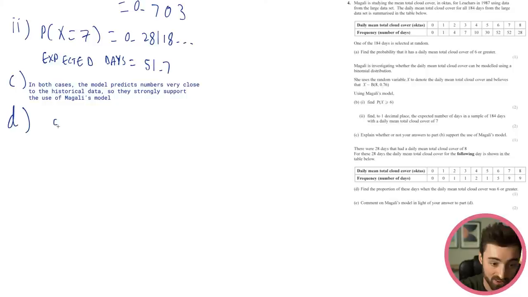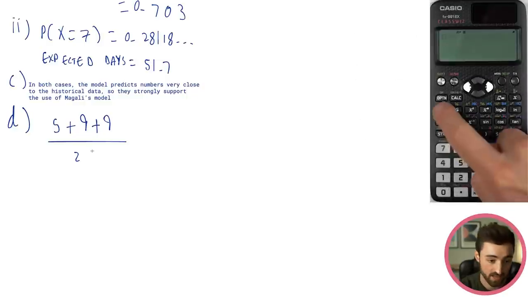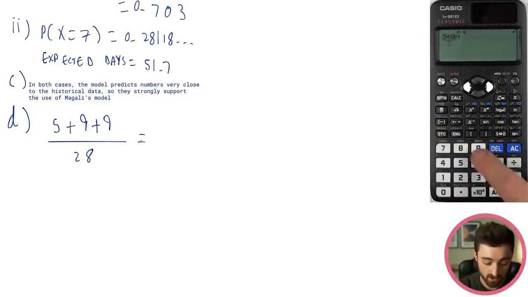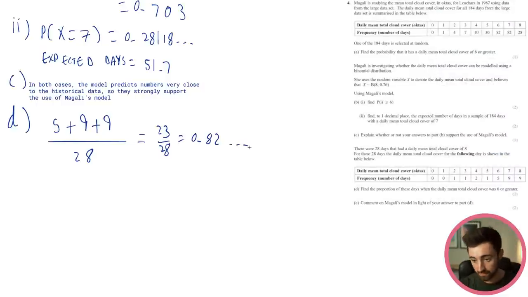We've got 5 here in the 6, 9 in the 7, and 9 in the 8, divided by the total, and the total was 28. Straight to the calculator. So 5 plus 9 plus 9 all over 28 will get me 23 over 28, which is about 0.82. Cool, okay. Comment on Megali's model in light of your answer to part D.